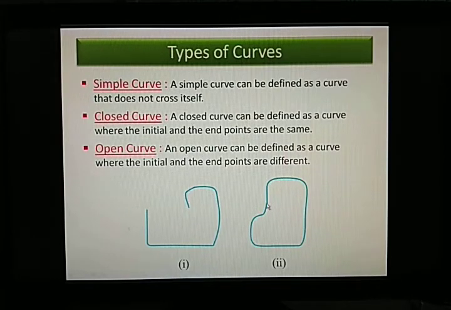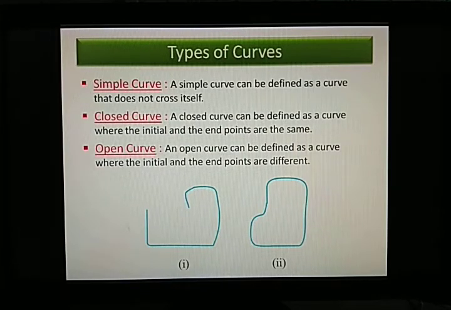Why? Because the initial point from where it started and the end point where it finished are the same. And in an open curve, the initial point and end point will never meet each other. They are different. It will end at a different place, it will start at a different place. So this is the difference between an open curve and a closed curve.